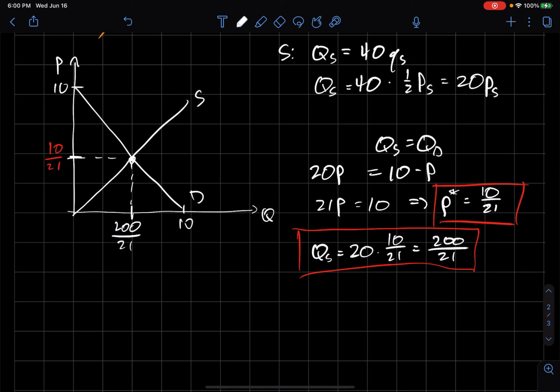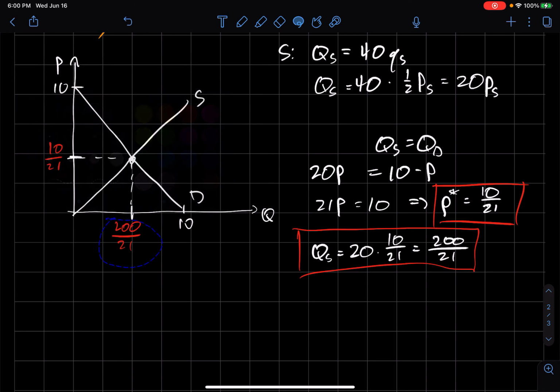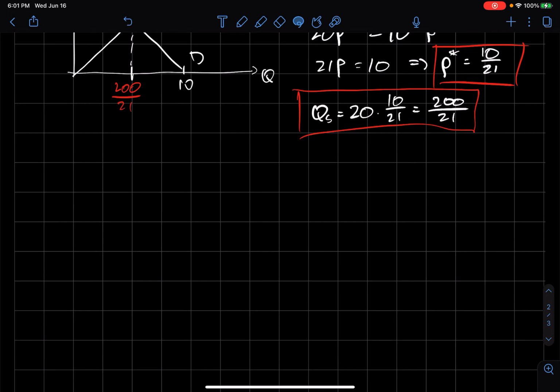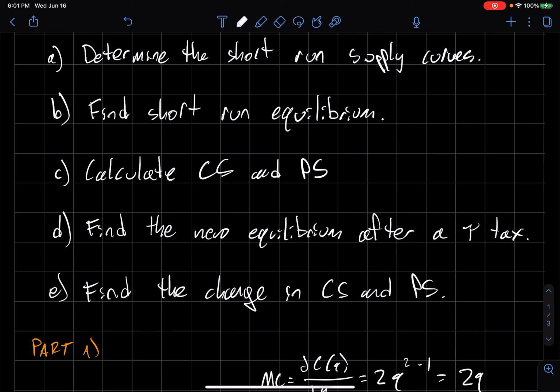$200 over 21. Let's make this a nice punchy red. All right. Great. So let's just make sure we've answered everything for the question. Find the short run equilibrium. Nice. Done.